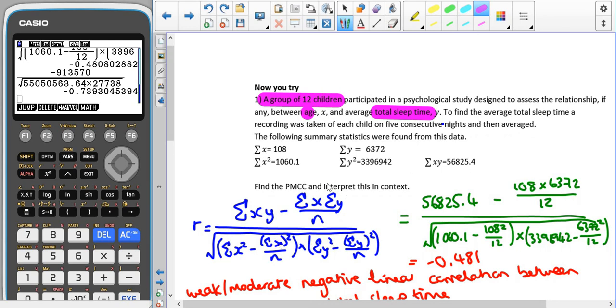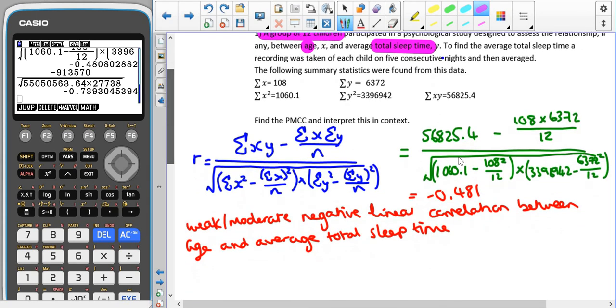So again, we're going to be using the sum of xy minus the sum of x times the sum of y over n, all divided by the square root of the sum of x squared minus the sum of x all squared divided by n, times the sum of y squared minus the sum of y squared over n. So then when we substitute in our values, we should have this here in the green. And when we put that into our calculator, we should end up with minus 0.481. So this suggests a weak or moderate, just about, negative linear correlation between the age and the average total sleep time.